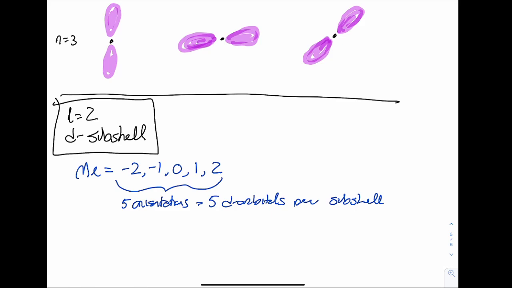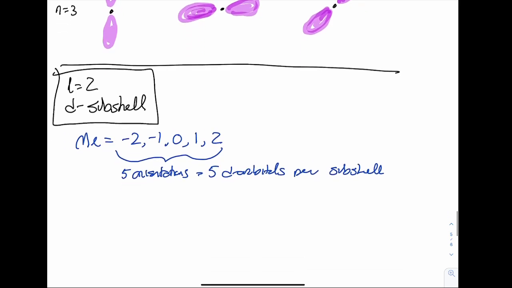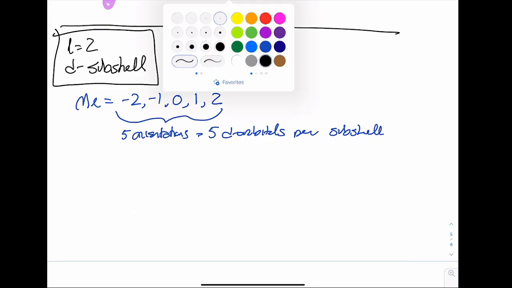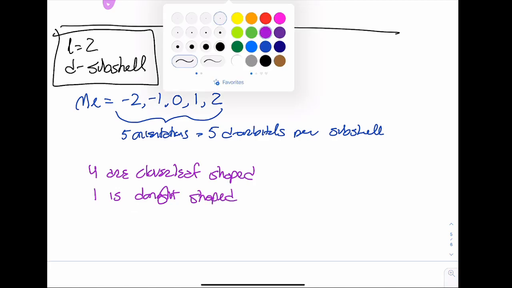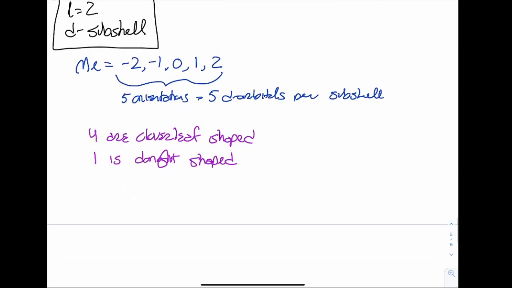So if you just go to Google and search d-shaped orbitals or d subshell, you're going to get pictures of all of them. 4 of these are considered cloverleaf, and I'm going to draw 1 cloverleaf. And then 1 is considered donut shaped. So we will draw 2 of them, even though there are 5. So my cloverleaf is essentially 4 lobes. So it's like 2 dumbbells.